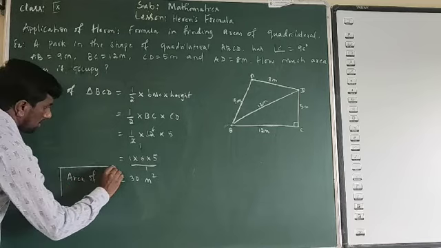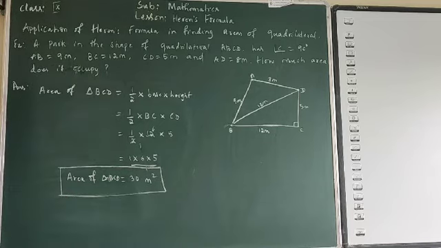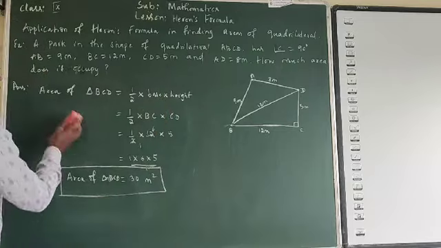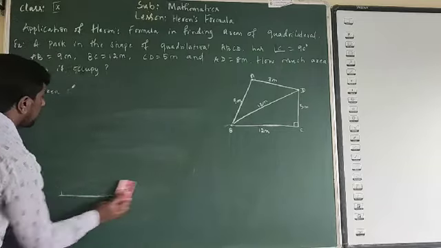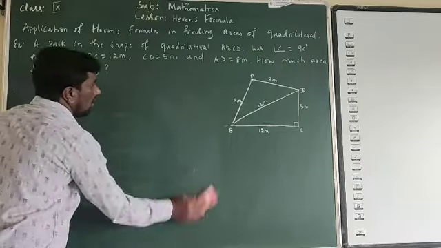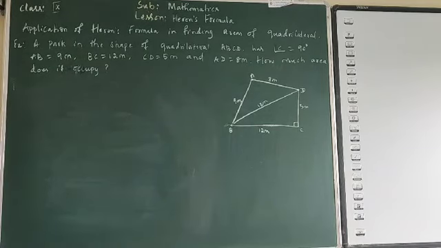Put it in the box. This is the area of BCD. Area of BCD is 30 meters square. So that is, put it in the box. Now we go further to another triangle, that is ABD.